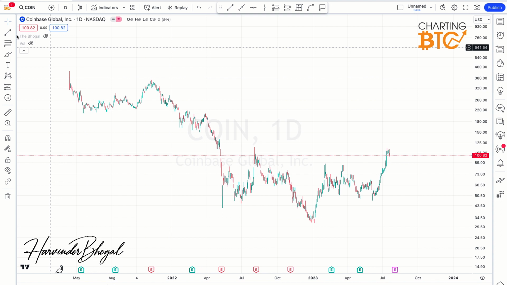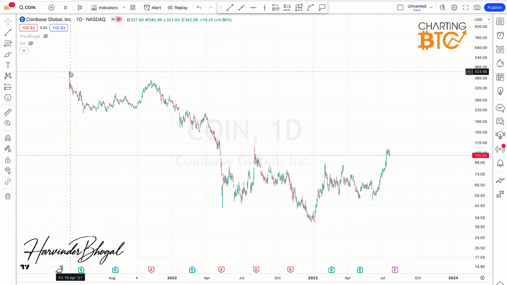So I'm going to go on the daily because the chart doesn't go back that far, so you haven't really got to go on the weekly or the monthly. So yeah, let's draw some trend lines.